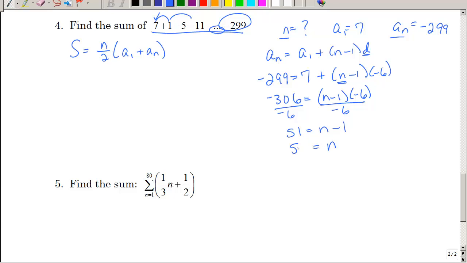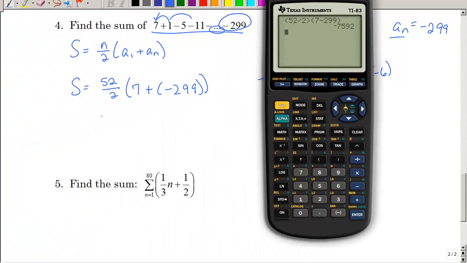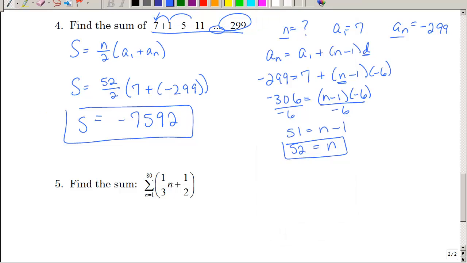So n is 52. So now I can get my sum, 52 over 2 times 7 plus negative 299. So I have 52 divided by 2 multiplied by 7, and I'm just going to say minus 299. And I get negative 7,592. So my sum is negative 7,592. So we're using our formulas to figure out the sum of a particular arithmetic series.